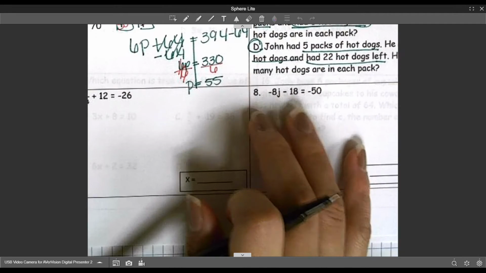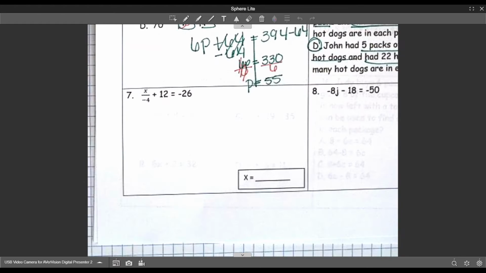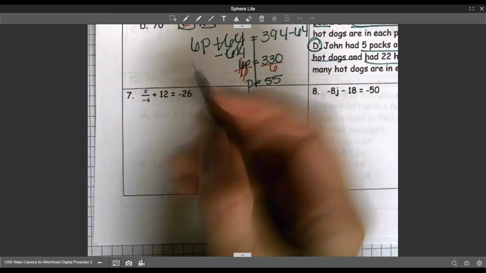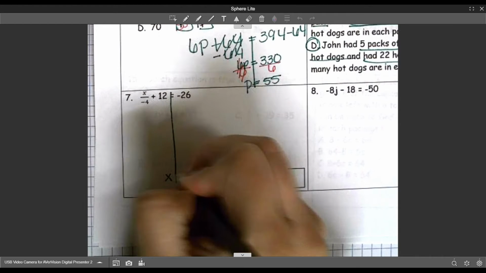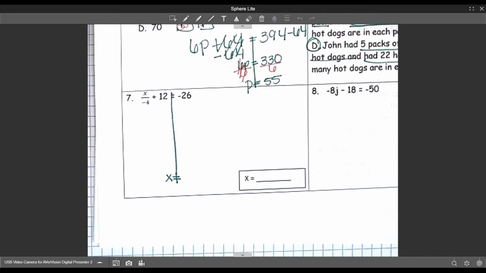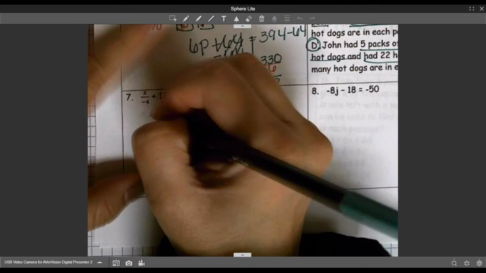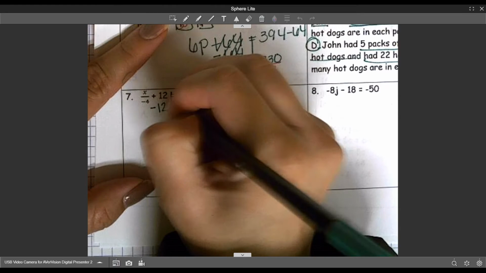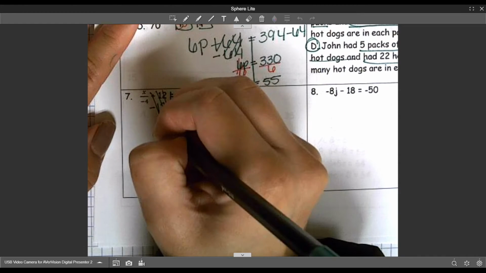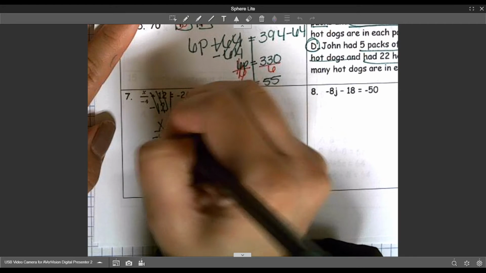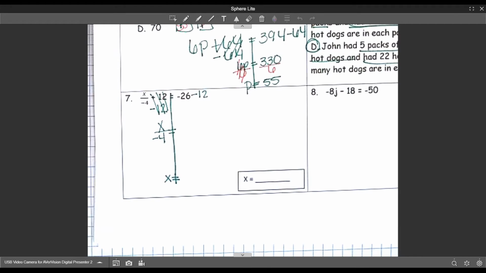Number 7. Put a line through the equal sign. X equals. What is the opposite of plus 12? Minus 12. I'm left with x over negative 4 equals. What is negative 26 minus 12?